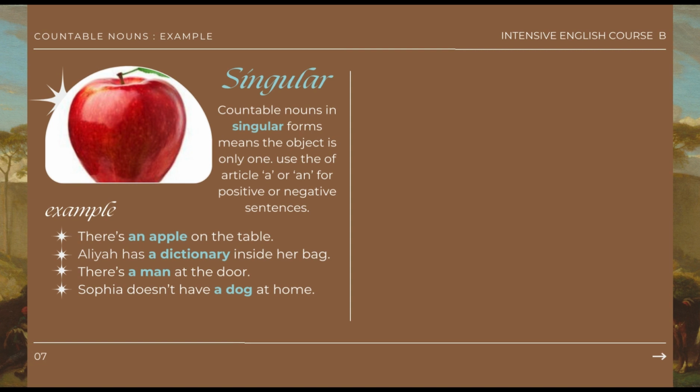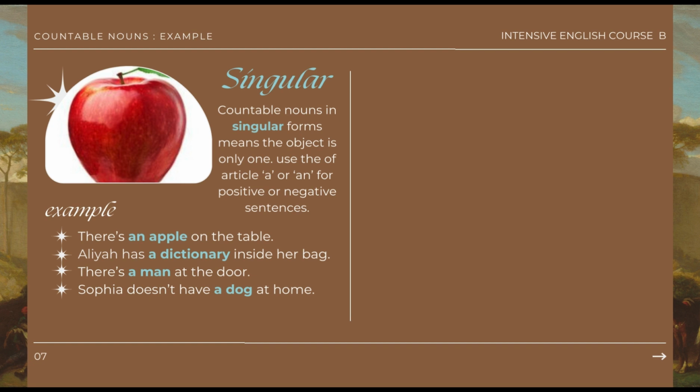Okay, let's talk about the singular form first. In countable nouns, in singular forms means the objects in a sentence is only one. It is usually used and start with the article a or an, whether in positive or negative sentences. For example, there are some sentences. The first is there's an apple on the table.